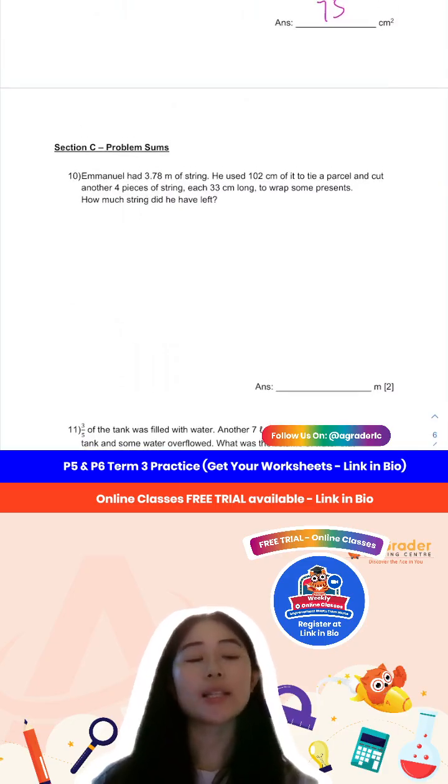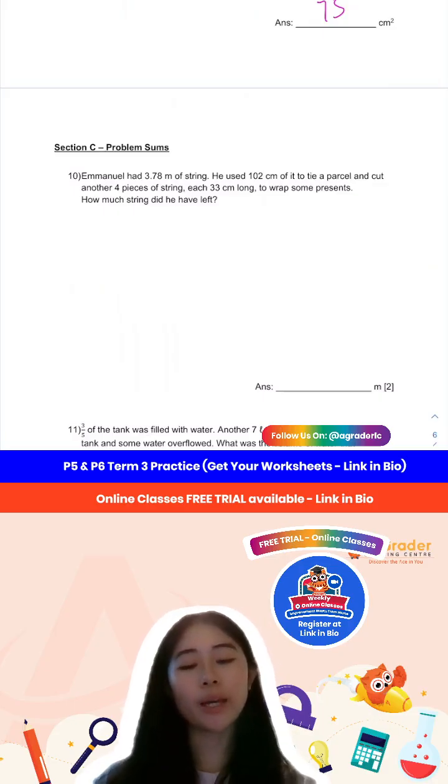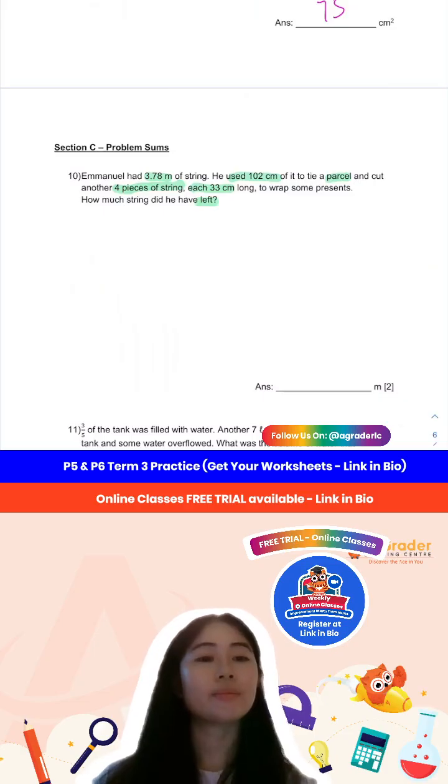Okay, so we are at problem sums. I'm going to read the question for you. Emmanuel had 3.78 meters of string. He used 102 cm of it for a parcel, and he cut another 4 pieces of string, each 33 cm long, for some presents. So how much string did he have left? This question is fairly simple. So you can just punch in the numbers on your calculator for this.